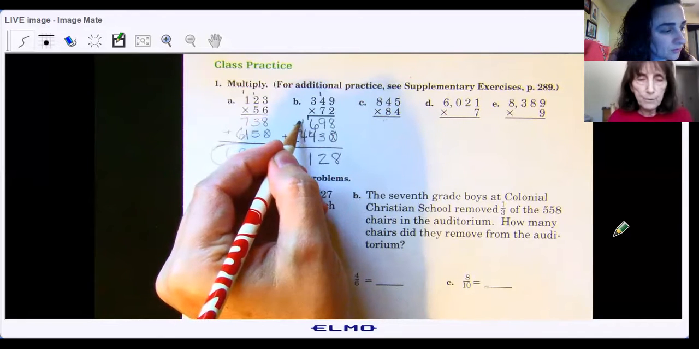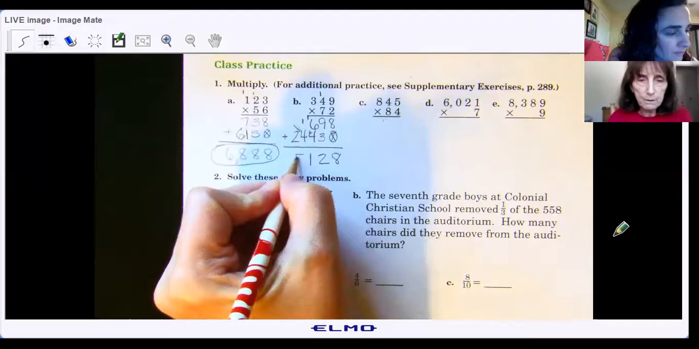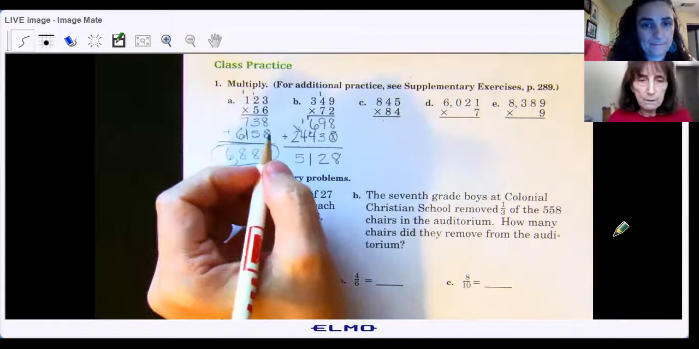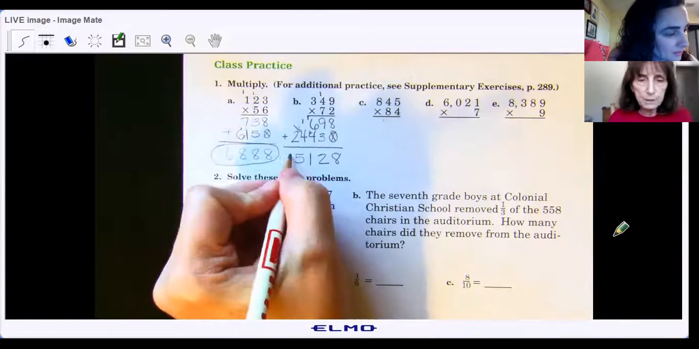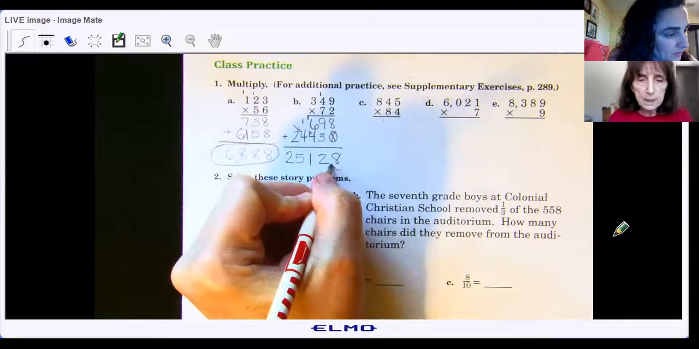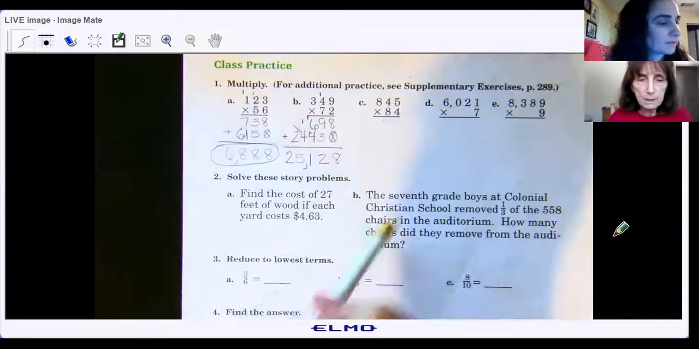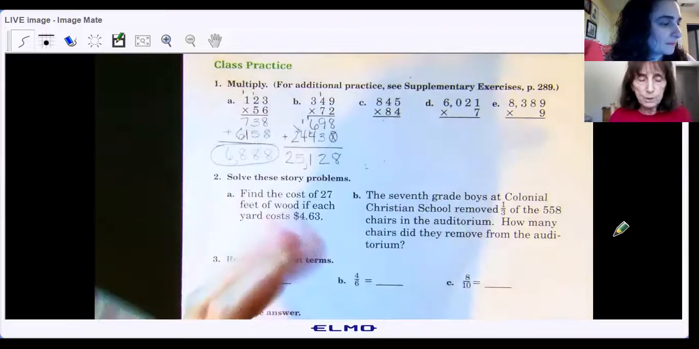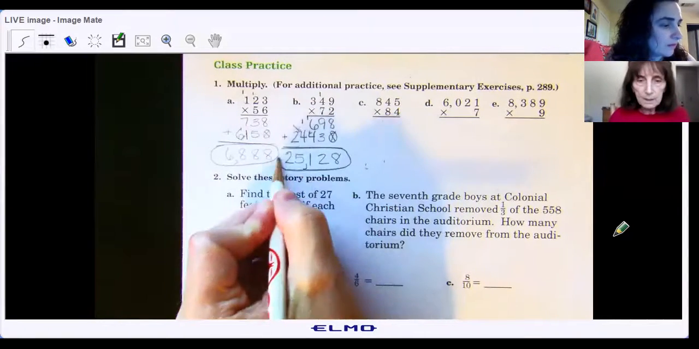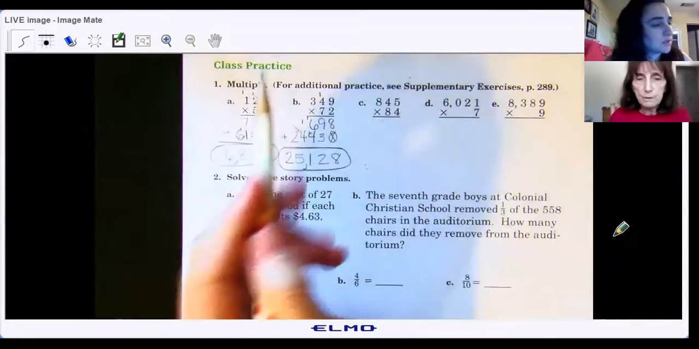Okay, 4 and 1 is 5. And 2 and nothing is 2. You have ones, tens, hundreds, thousands. You have 25,128.